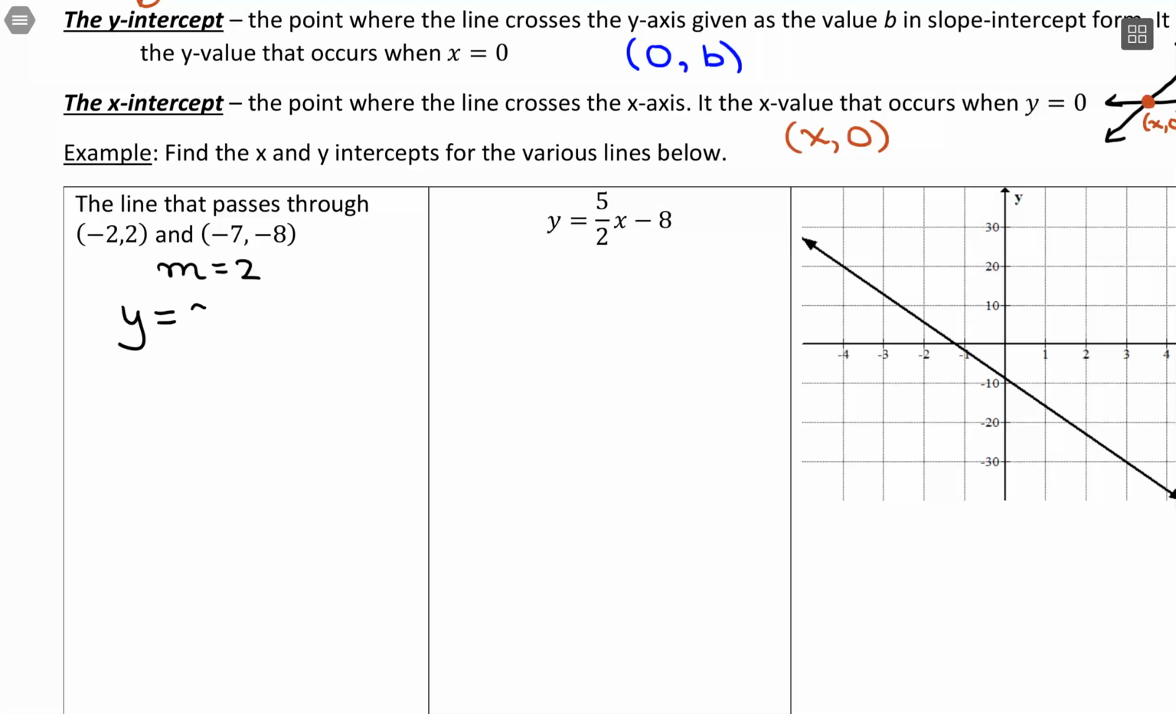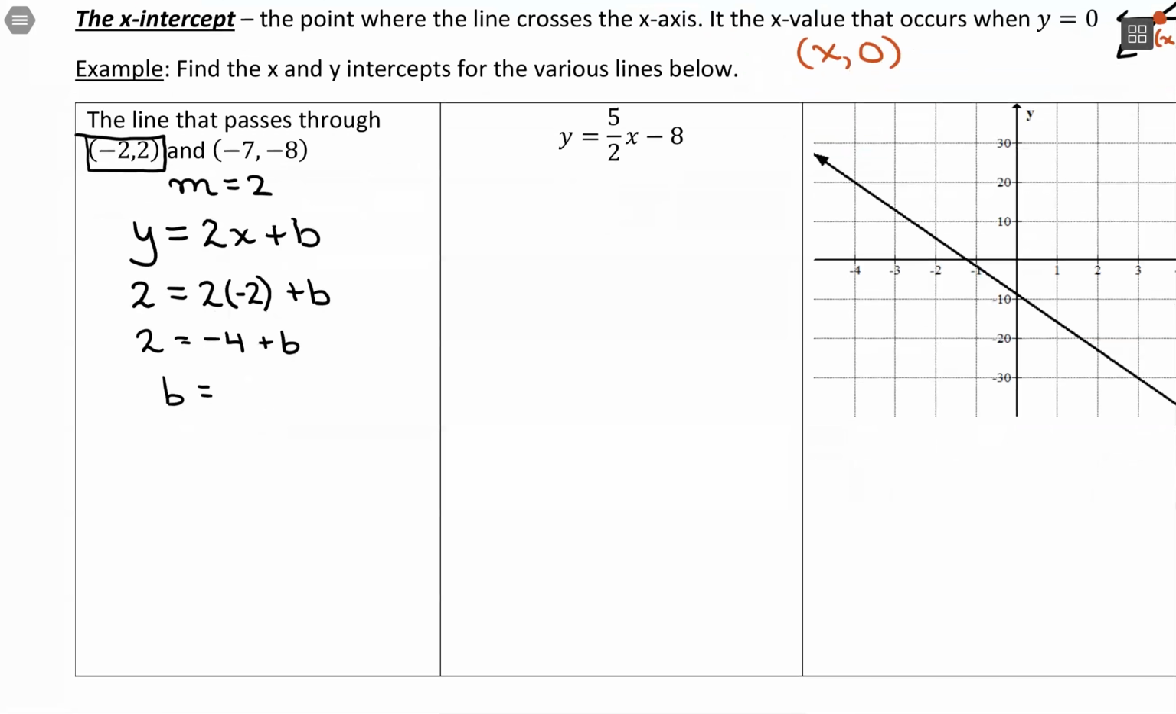I know y equals 2 times x, but I don't know what the y-intercept is, so I'm just going to say plus b. But what I can do is solve for b, and I can do this by plugging in one of the coordinates. So I'm going to go ahead and plug in (-2, 2). So the y-coordinate is 2 equals 2 times x, which from our coordinate is -2, close those parentheses, and then plus b. And now we can solve for b. So 2 equals -4 plus b. Add 4 to both sides of the equation, and we should be getting b equals 6.